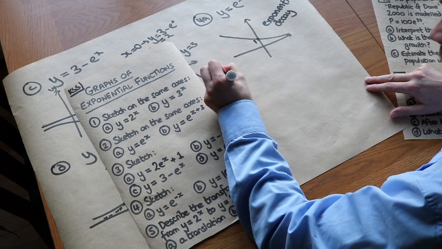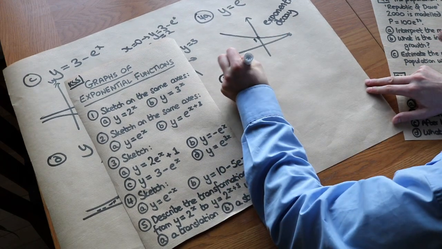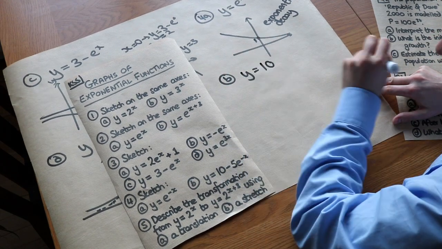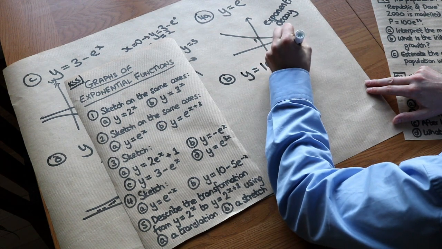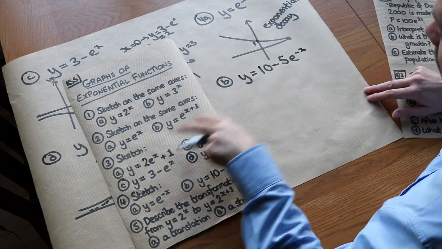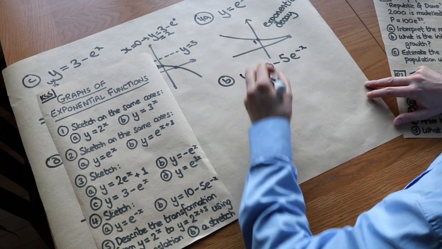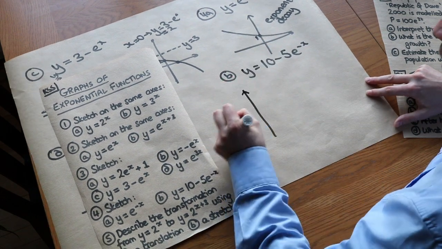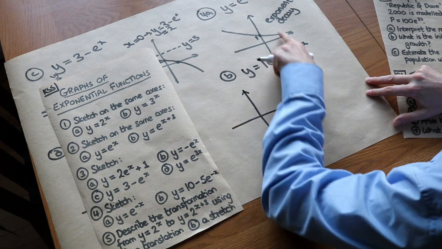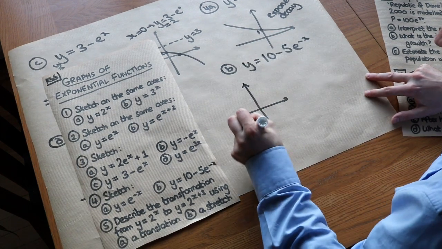And then what about this one? We've got y is equal to 10 minus 5 e to the minus x. This is quite a complicated one. Well, let's do it bit by bit. If that is an e to the minus x graph, then a minus e to the minus x graph will be this one flipped, so we end up with this.